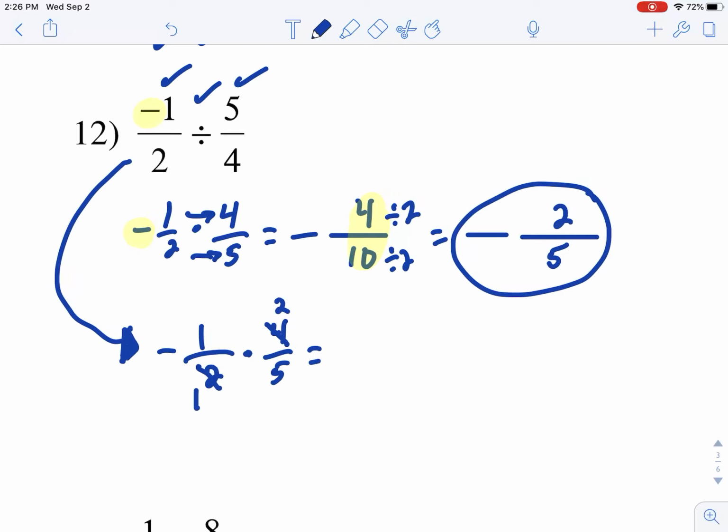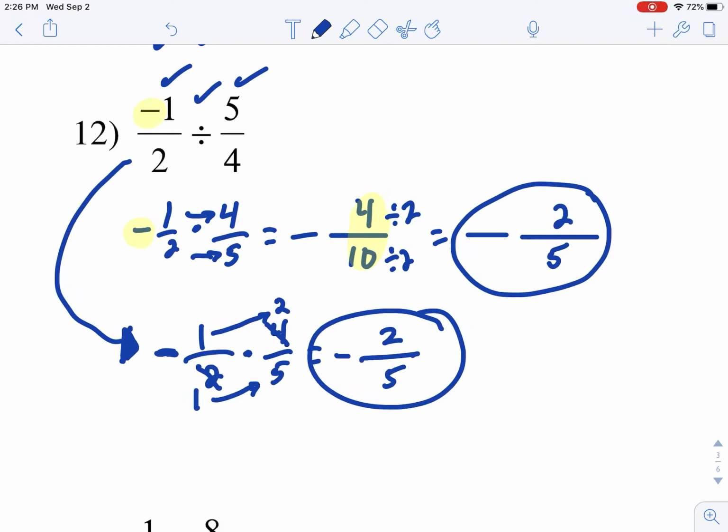Now, if you multiply this, you've got to bring over your negative sign. 1 times 2 is 2, 1 times 5 is 5, and there's the final answer. Since we reduced ahead of time, we didn't have to reduce now. So that pre-reducing or canceling is a shortcut. It's a tool you can use if you find that it makes your life easier. You don't have to do it. You can do it this way and still get the right answer.